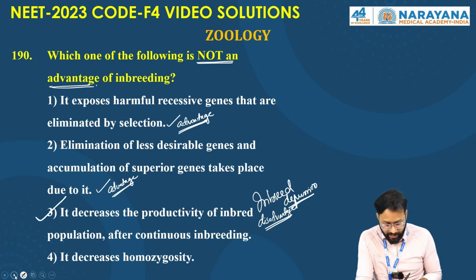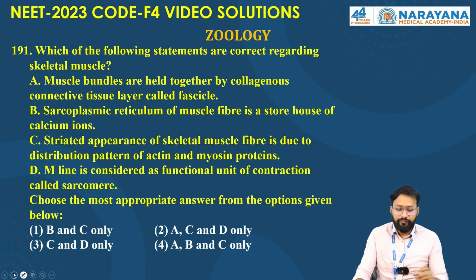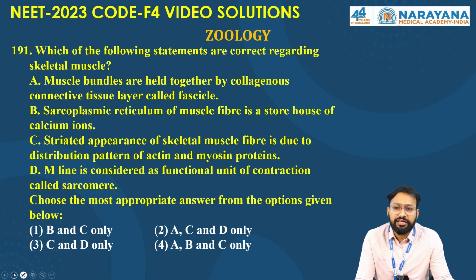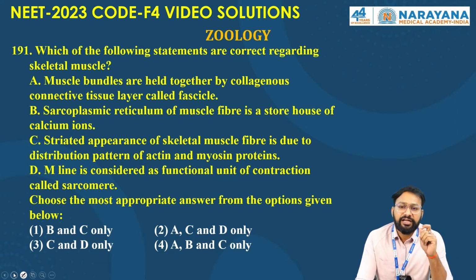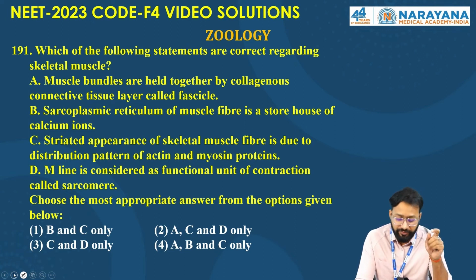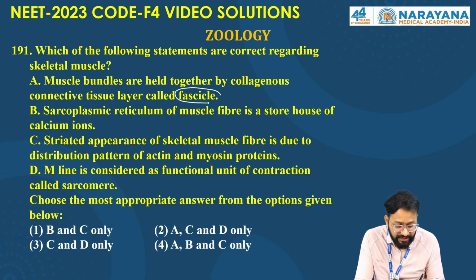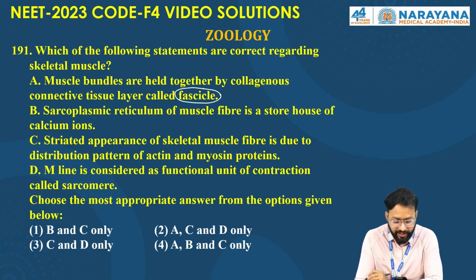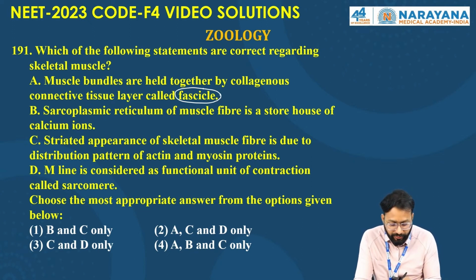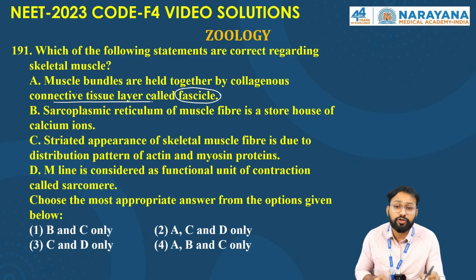Okay. Next question. Which of the following statements are correct regarding skeletal muscles? Muscle bundles are held together by a collagenous connective tissue layer called fascicle. No, fascicle is a muscle bundle. The connective tissue layer is called fascia.